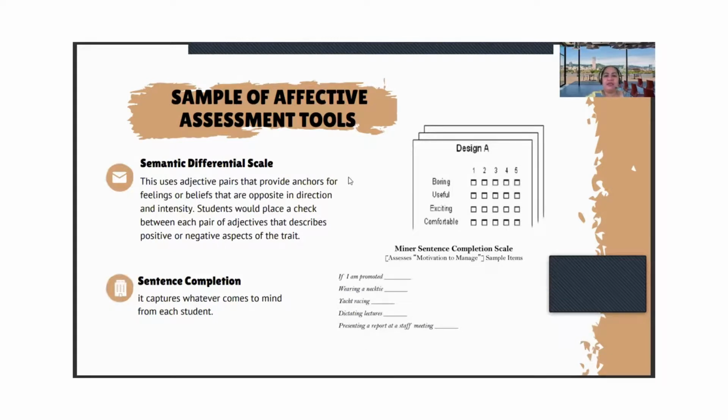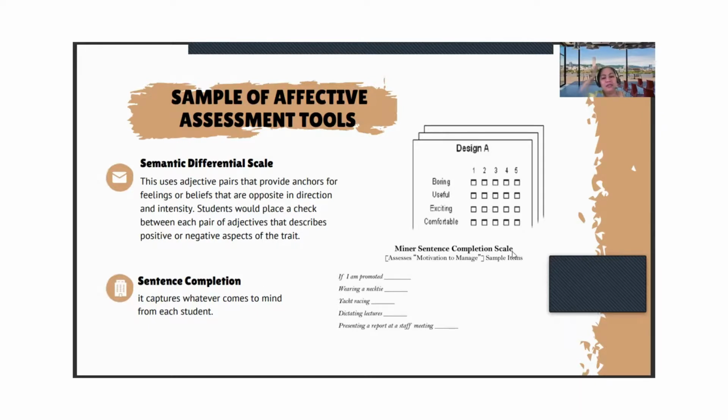And then this is the semantic differential scale. So as you can see here, this is minor sentence completion scale. So like for example, boring, useful, exciting, comfortable. So makikita mo dyan na may 1, 2, 3, 4, 5 na scale then. All you need to do is just like check which one is preferred, or like for example kung ikaw teacher yung gagawa, so check mo lang dyan kung boring ba yung ginagawa ng bata or useful ba siya, ganun.